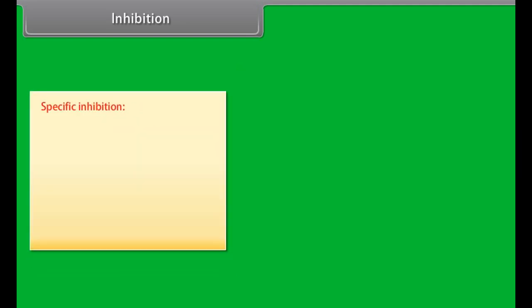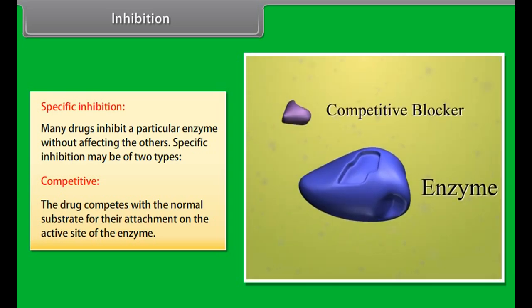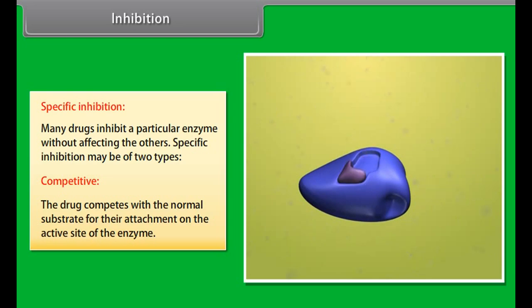Specific inhibition. Many drugs inhibit a particular enzyme without affecting the others. Specific inhibition may be of two types. Competitive: the drug competes with the normal substrate for attachment on the active site of the enzyme. Non-competitive.